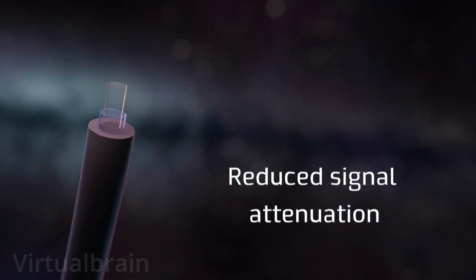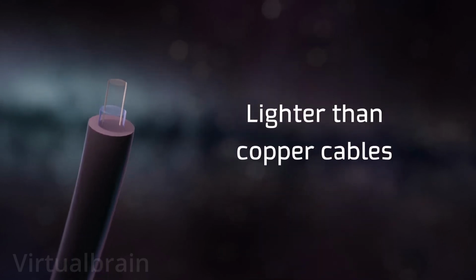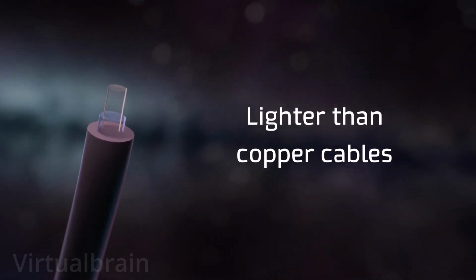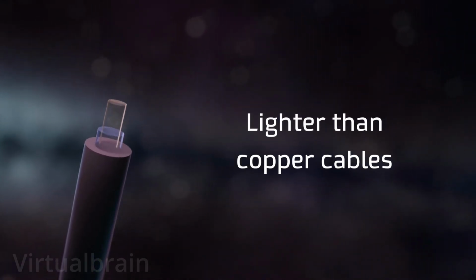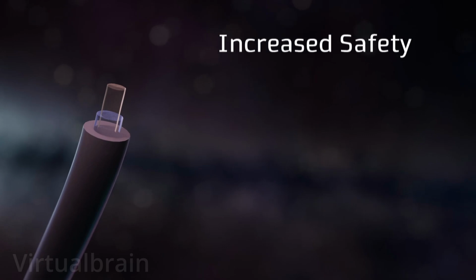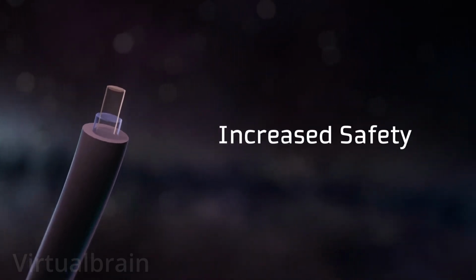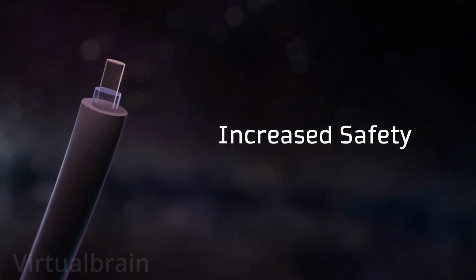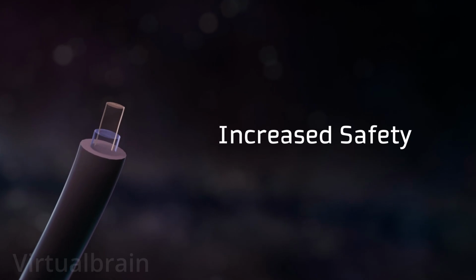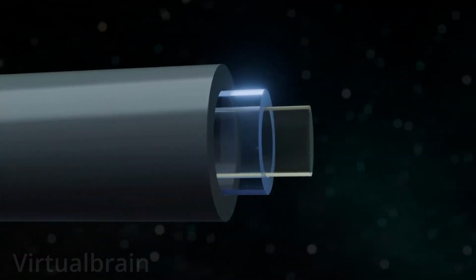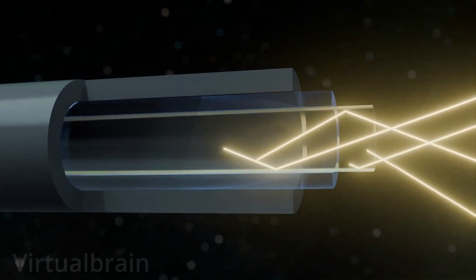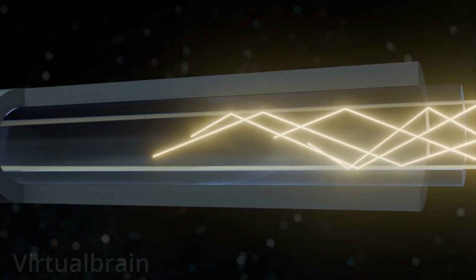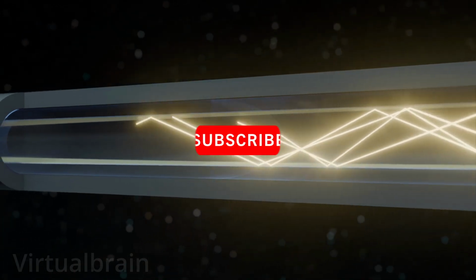Additionally, fiber optic cables are thinner and lighter than copper cables, making them easier to install and reducing infrastructure costs. And lastly, since fiber optic cables do not emit electrical signals, they are less susceptible to eavesdropping and interceptions, improving communication security. In short, fiber optic cables have revolutionized the way we communicate, enabling faster, more reliable, and more secure connections in a wide range of applications and fields.